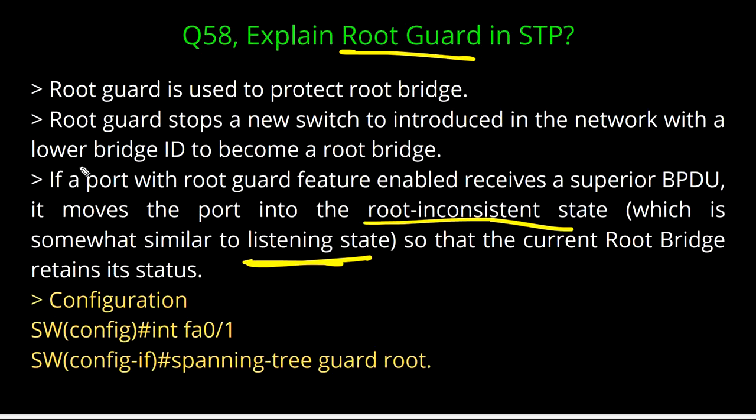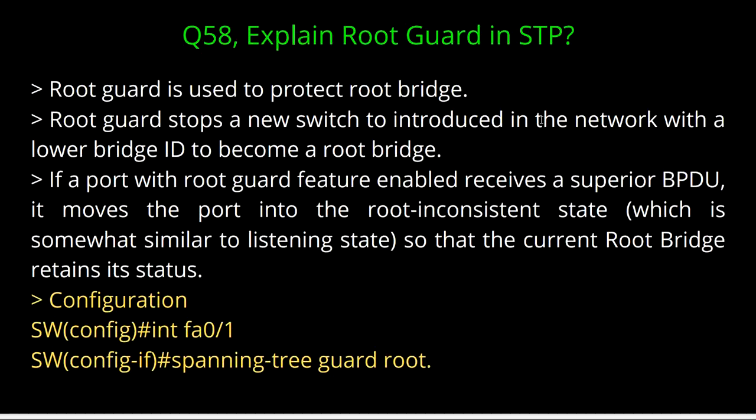So how to configure root guard? The command is very simple. Go to the interface, and after that, spanning-tree root guard. So if I configure root guard on any interface, and the switch receives a superior BPDU on that interface, that port will move into the root inconsistent state. Okay, now let me move on.